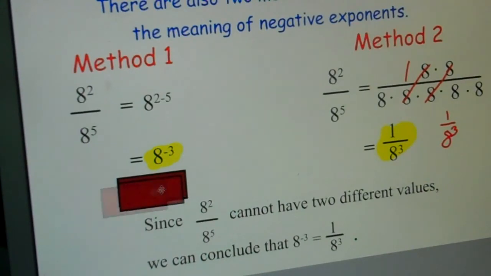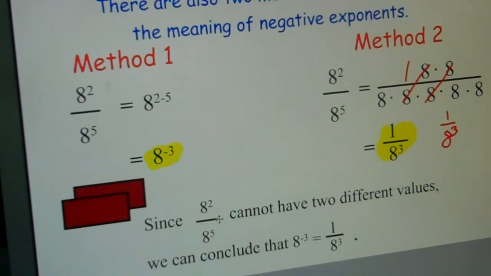Since 8 to the second power over 8 to the fifth power can't have two different values, we must conclude that 8 to the negative 3 is the same as 1 over 8 to the positive 3. And then we could simplify it by finding out what that is.